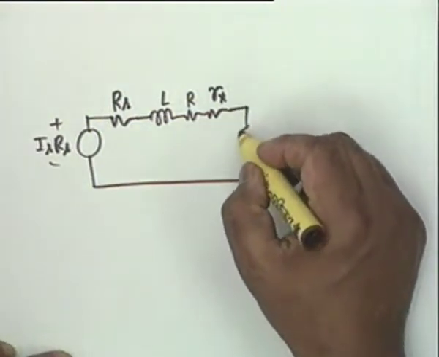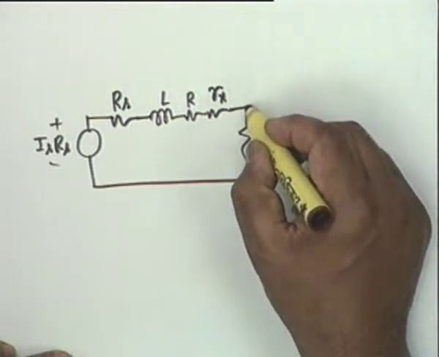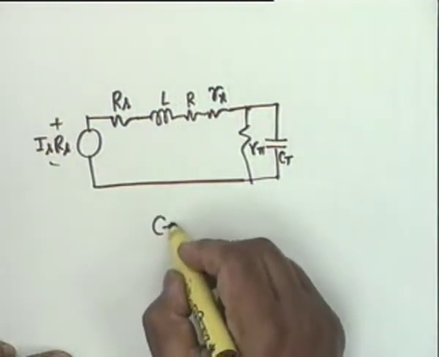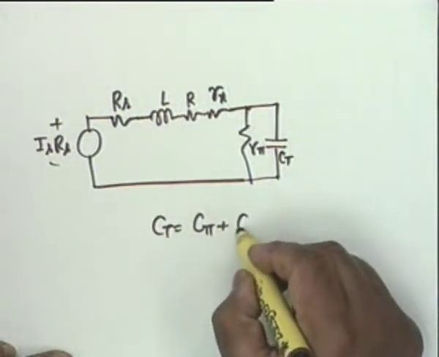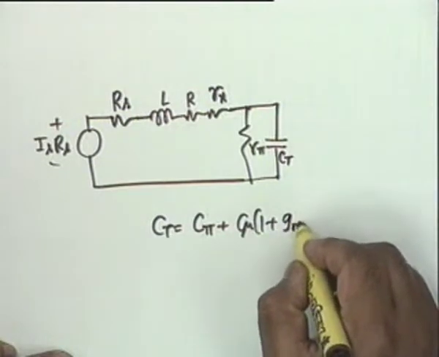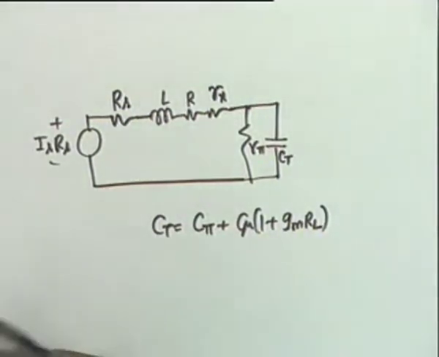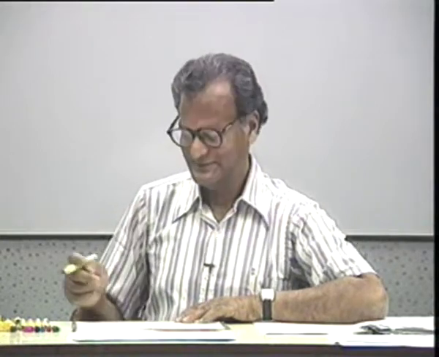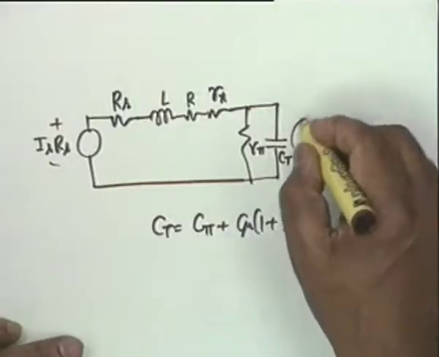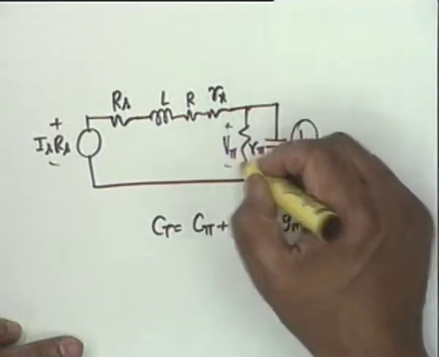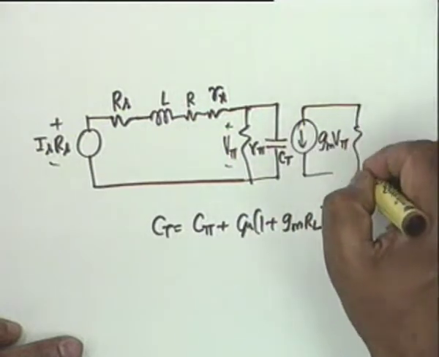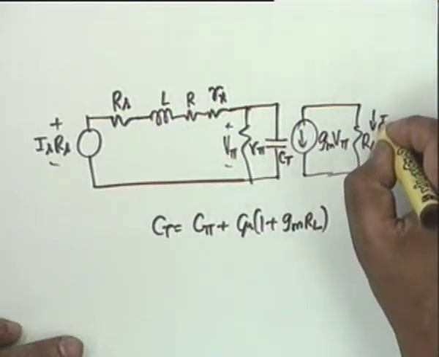Then we have R pi, and let us say we take Miller effect into account, and this is Ct. Ct is equal to C pi plus C mu times 1 plus GMRL. Someone said it does not come into effect, the load resistance, it does in Ct, right, in the total capacitance it does. Then you have, this is V pi, then you have GM V pi and RL, and this is the current I0.